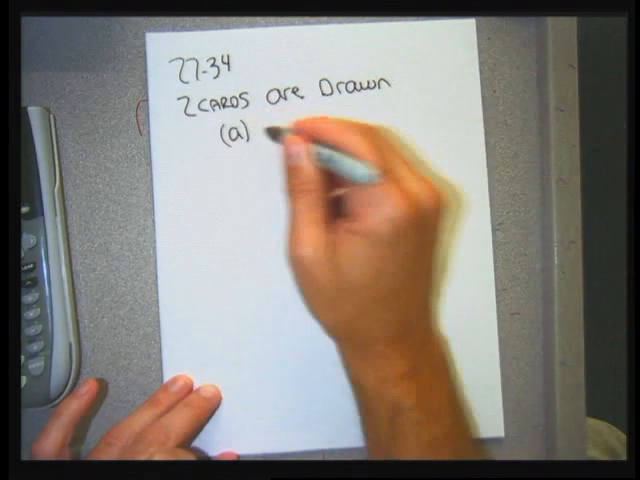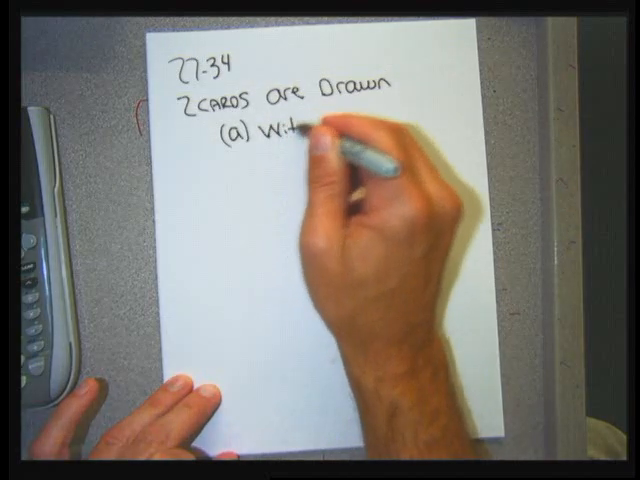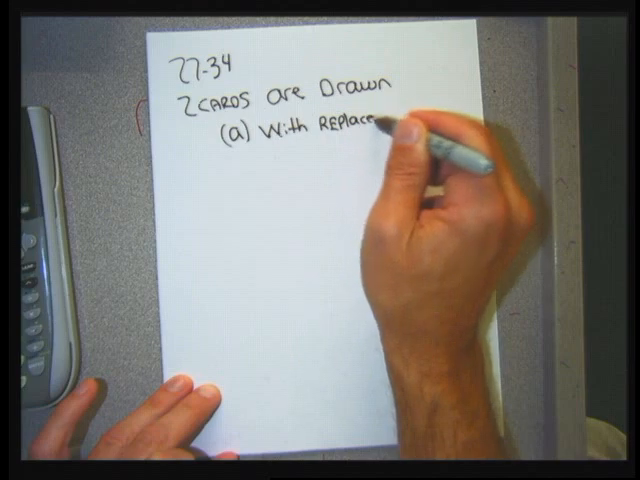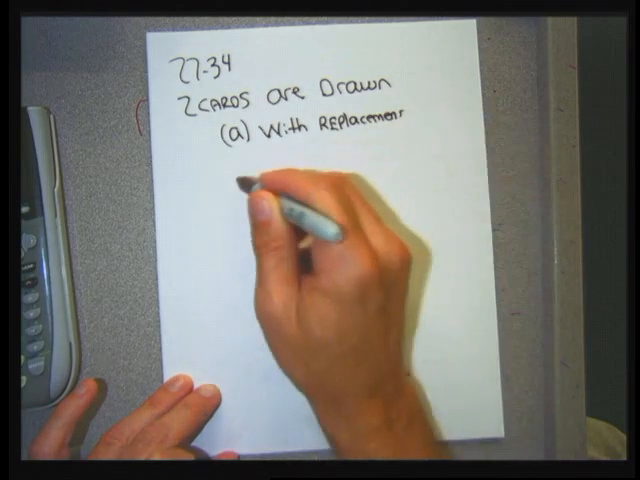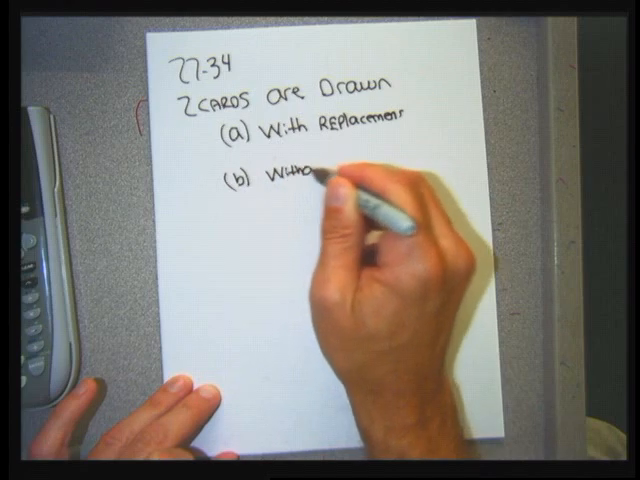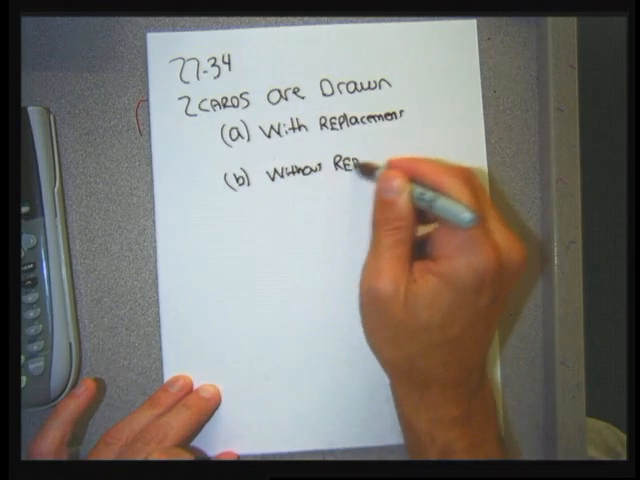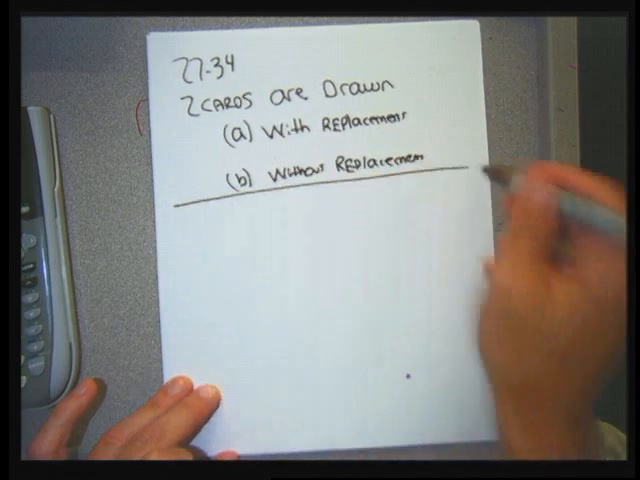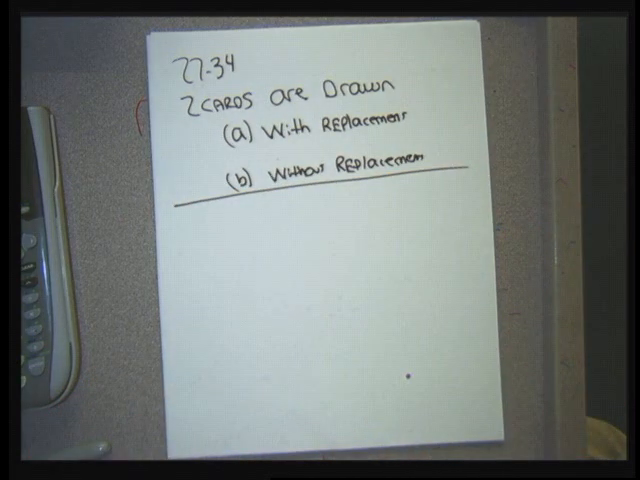The author says, do it once with replacement, so do one probability like I picked a card and then I put it back in, and then B, do my probability without replacement. I picked a card and I didn't put it back in. So I'm picking 2 cards. The sample space is impractical to write.